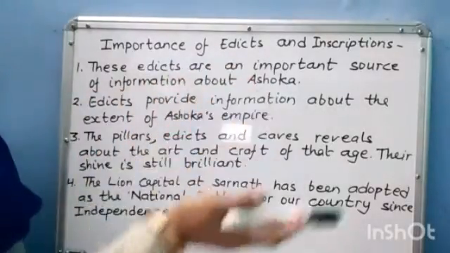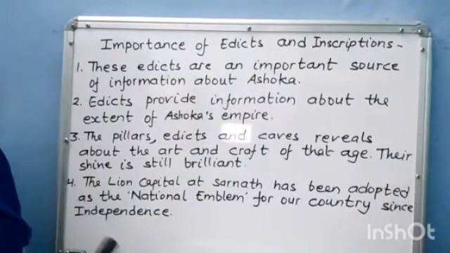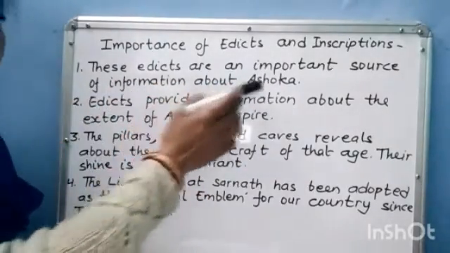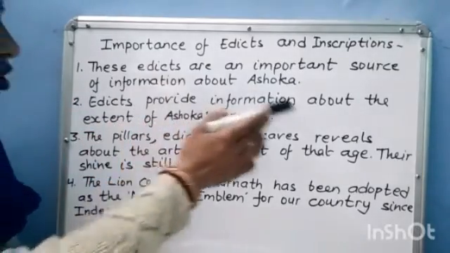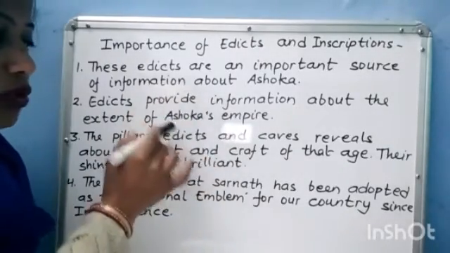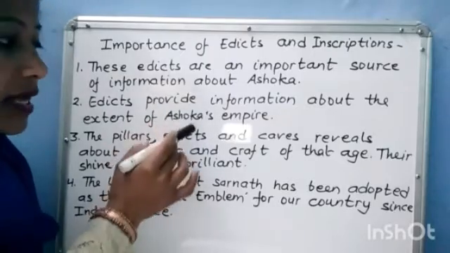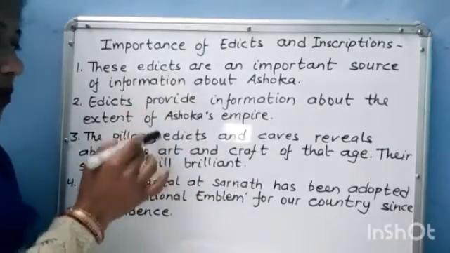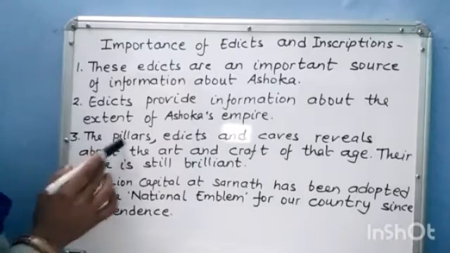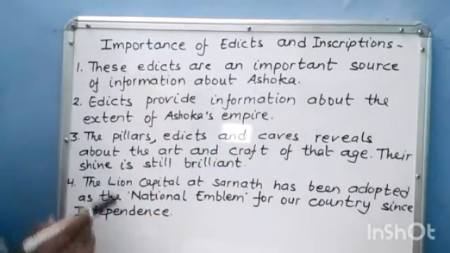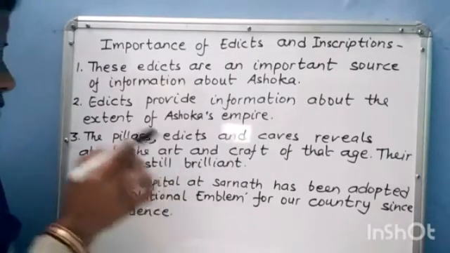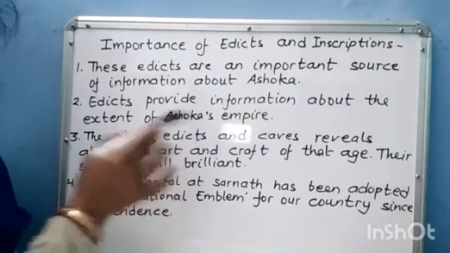Importance of edicts and inscriptions. First, these edicts are an important source of information about Ashoka. Second, edicts provide information about the extent of Ashoka's empire. Wherever you see Ashoka's pillar, it means that area belonged to Ashoka. Third, the pillars, edicts and caves reveal the art and craft of that age. Their shine is still brilliant.